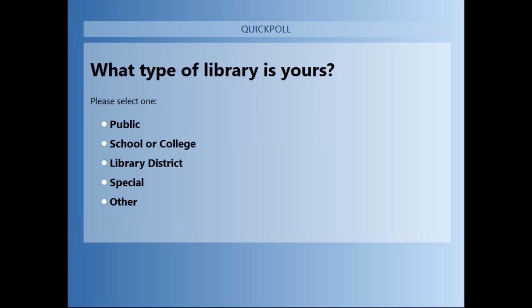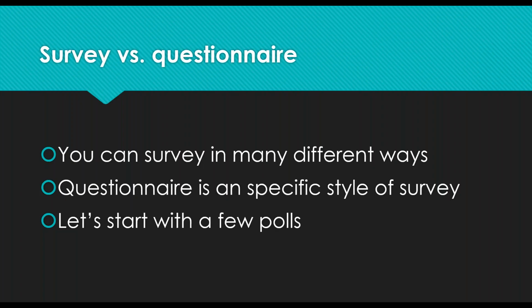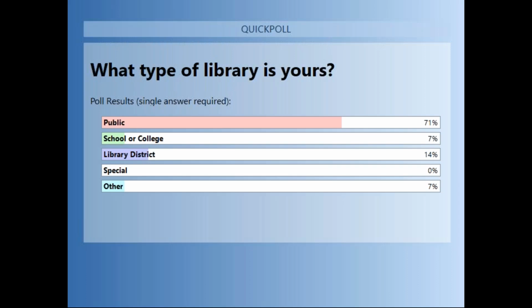Okay, now I'm going to share with you the results. So we can see our group here today, 71% consider themselves a public library, 14% a library district, 7% a school or college, and 7% of you are in the other category. So that's terrific. Let's do another one.